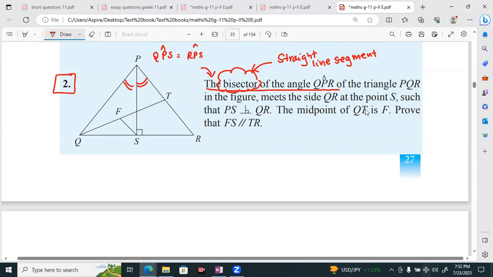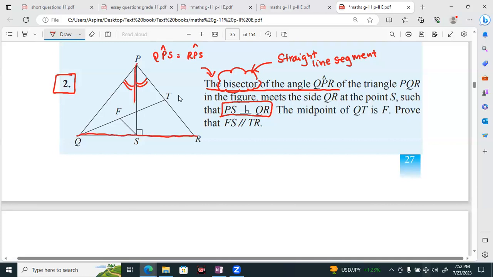Meets the point S such that PS is perpendicular to QR. This means PS meets QR perpendicularly.